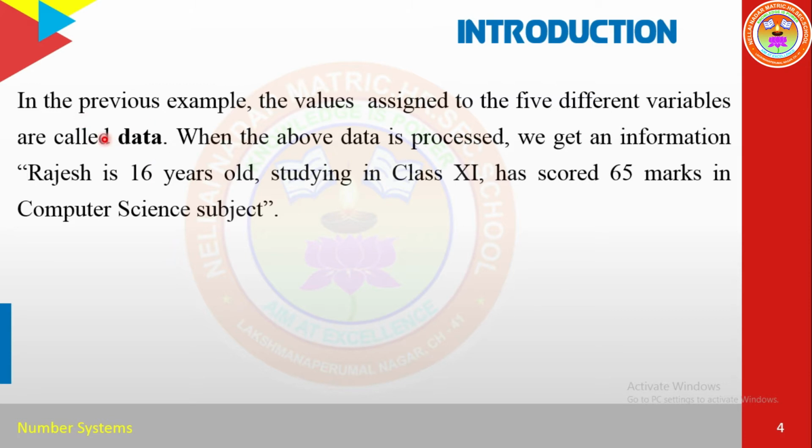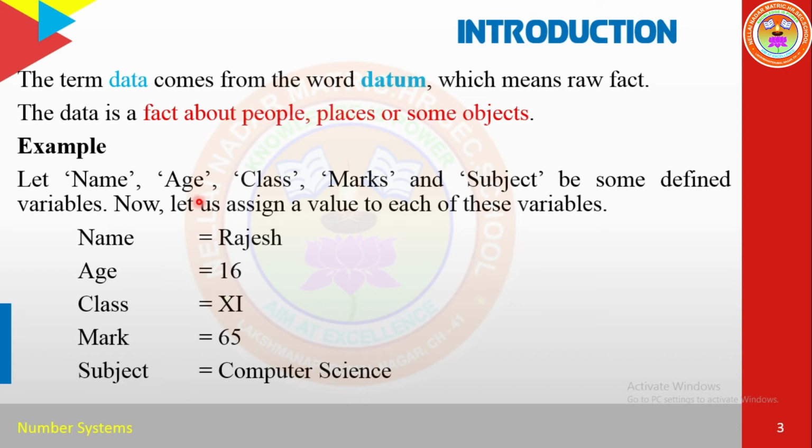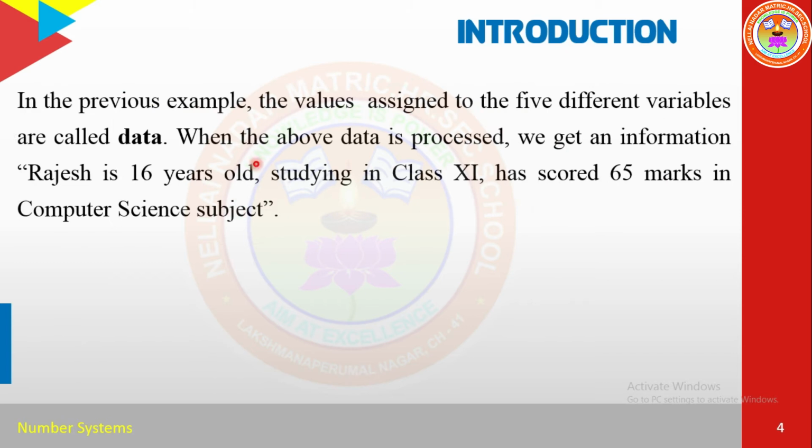So this is the data. What is the previous example? This is the previous example. These all are considered data. This is not a processed one. Once you process all this data, finally you get information like this: Rajesh is 16 years old, studying in class 11, and he has scored 65 marks in the computer science subject. So students, did you feel the difference between data and information?